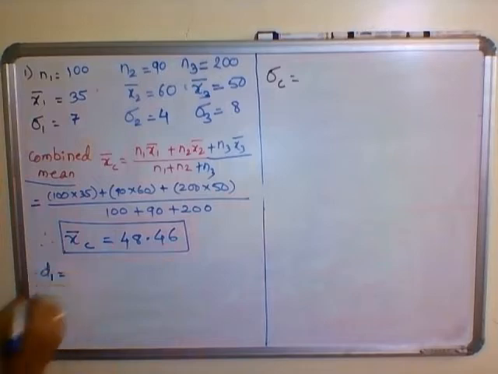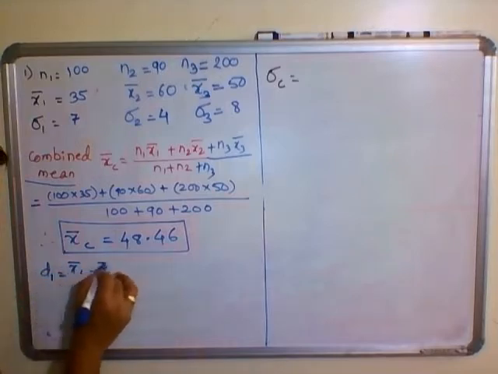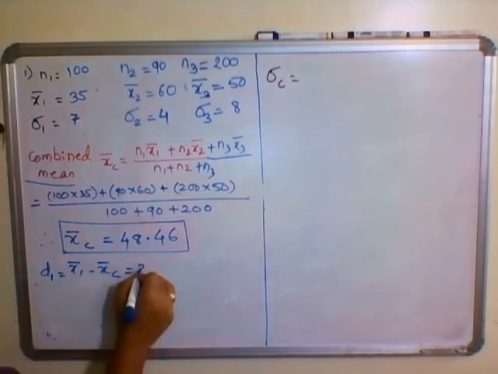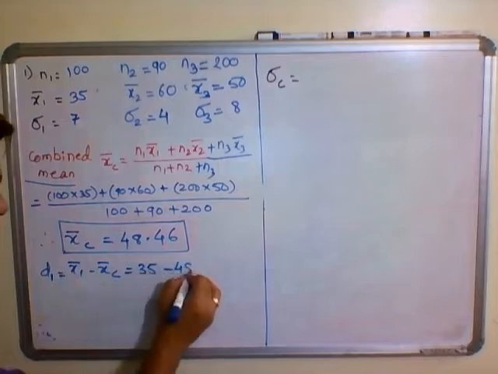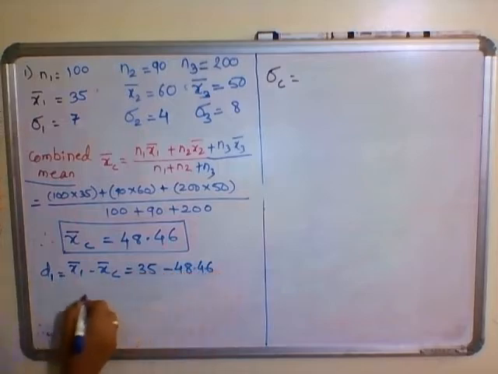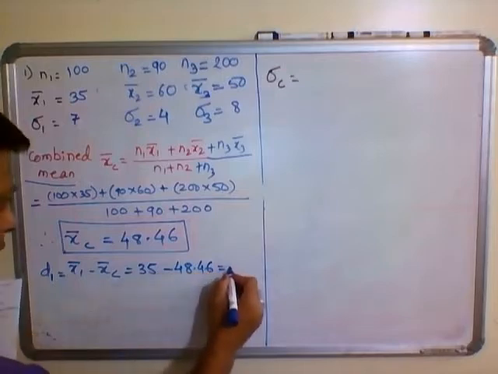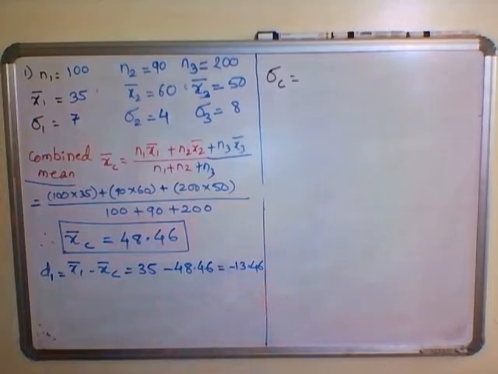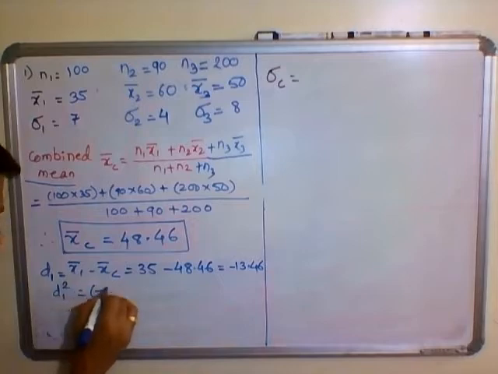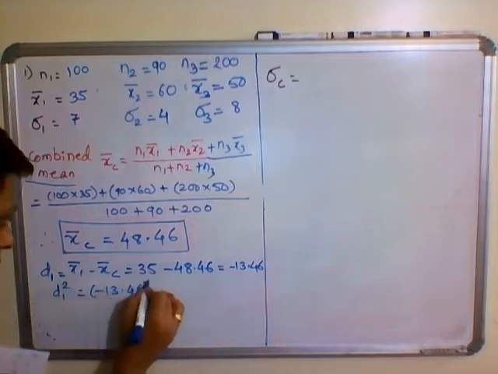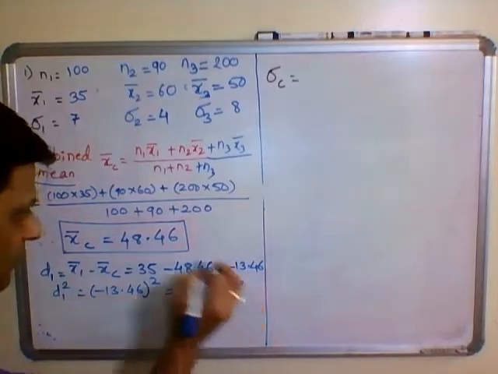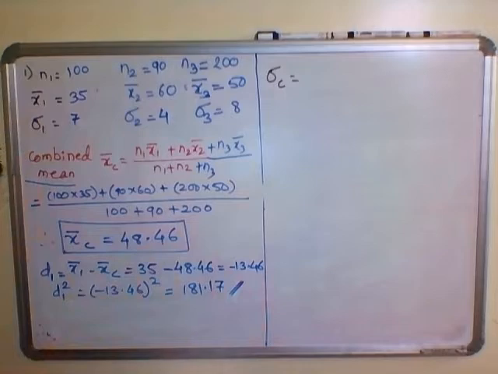So d1, what is the formula? x1 bar minus x bar c. Average of first data minus combined average. How much is the average of first data? 35 minus combined average 48.46. So how much is the difference? The difference is negative, that is minus 13.46. Whatever the difference, negative or positive, it's not a problem for us. We need d1 square of this. So square of minus 13.46. How much is the square? 181.17. This is the value which is required for us.